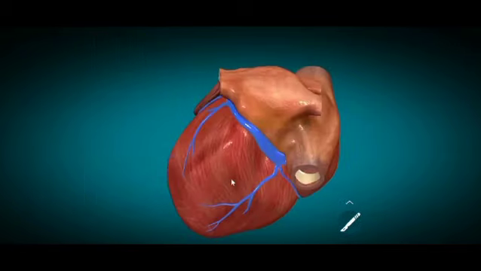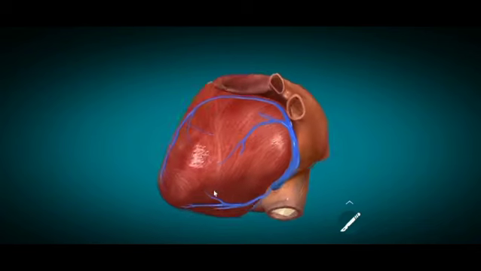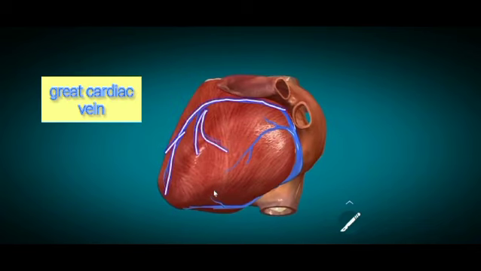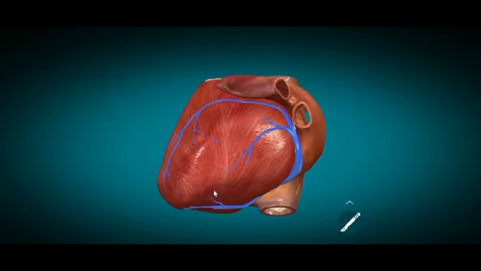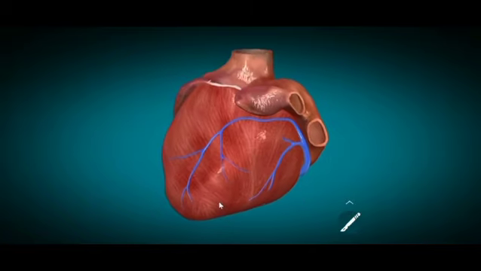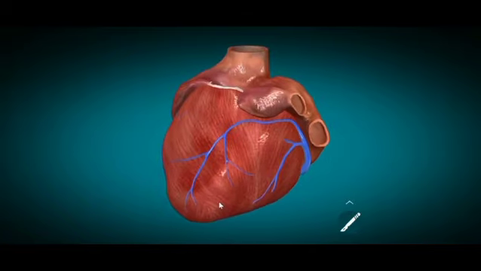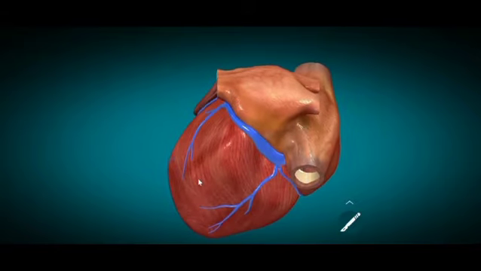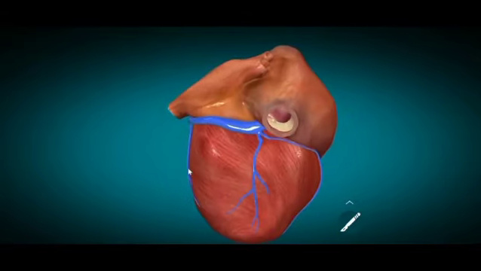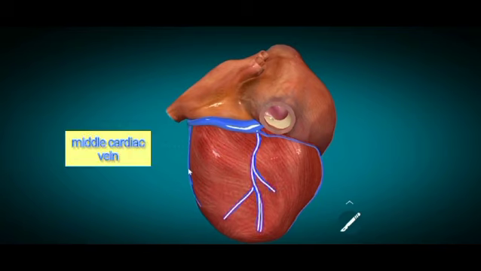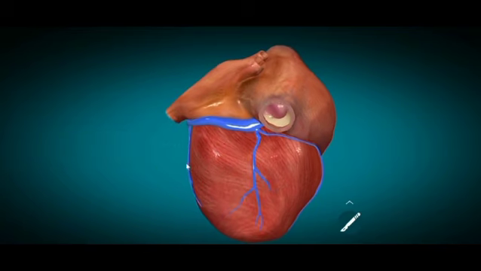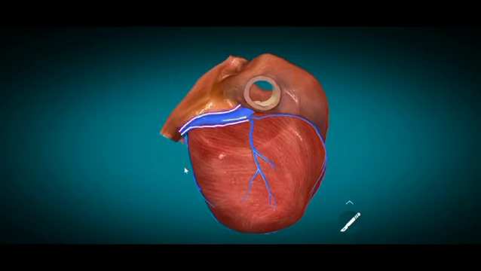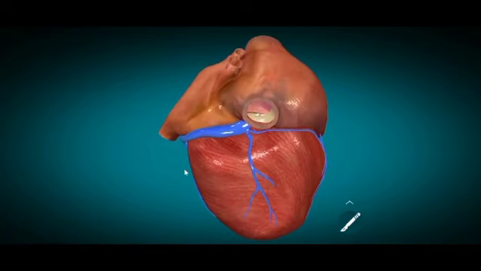The coronary sinus receives the tributaries. So we've got the great cardiac vein, which runs around the anterior interventricular groove and drains into the coronary sinus. Then we've got the middle cardiac vein that runs down the posterior interventricular groove and then drains into the coronary sinus, right down in the middle of the back of the heart.